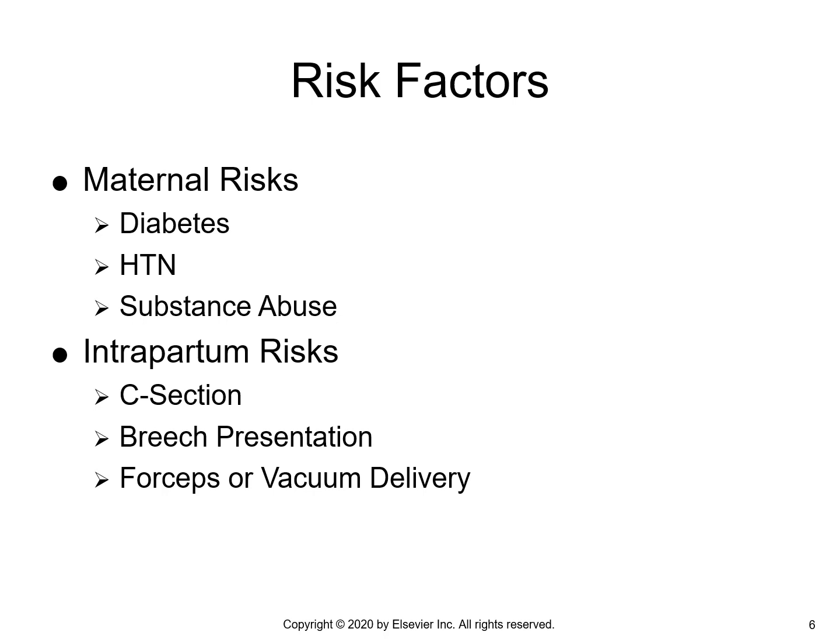So the book outlines the risk factors for both maternal and intrapartum. Maternal risks like diabetes and hypertension or substance abuse bring extra risk to the baby, which we'll talk about later during this class. Intrapartum risks like C-section, breech presentation, and vacuum delivery carry their own risk. Each one of these risk factors brings its own risk to both mom and baby, so it's important to be very familiar with these lists.